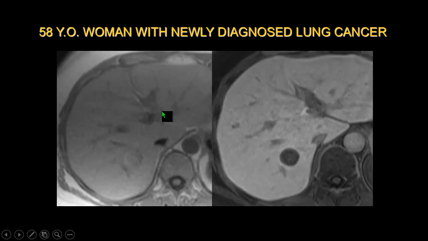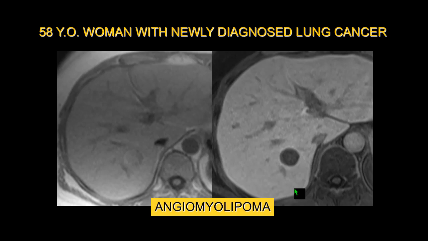But then when we get to the T1 weighted images without and with fat suppression, you can see that with fat suppression, this lesion shows homogeneous signal drop, indicating that we're dealing with a lesion that has macroscopic fat within it. So we're dealing with either a lipoma or an angiomyolipoma. And given the arterial phase hyperenhancement, this is likely to be an angiomyolipoma. It was biopsied, and it was an angiomyolipoma.